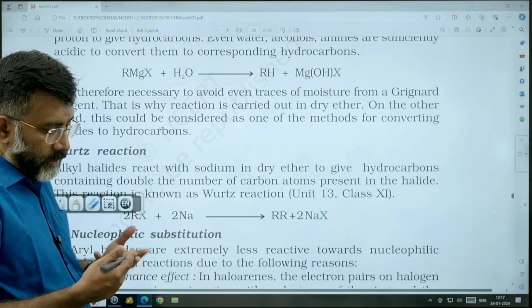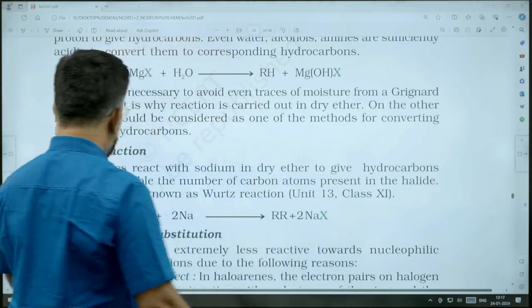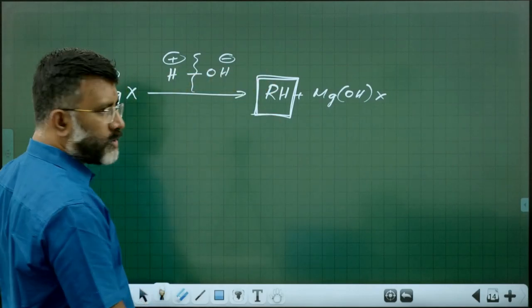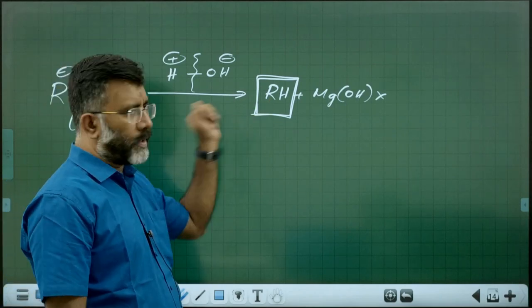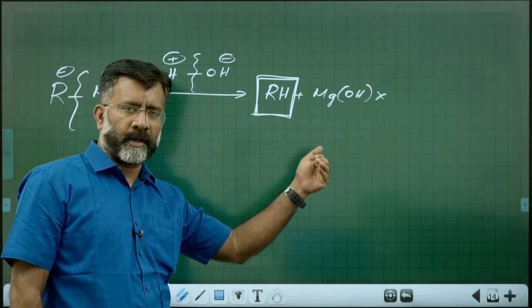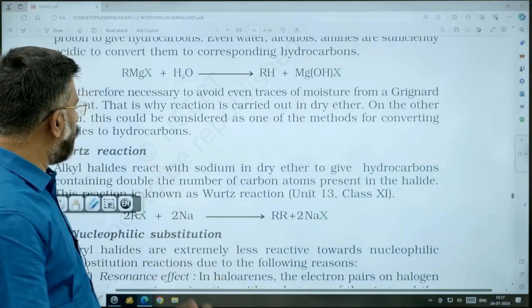In fact, if you want to produce a hydrocarbon, that's the best way also. If you want to get RH, this is the best way. If Grignard reagent is simply treated with water, you will get the alkane, the corresponding hydrocarbon. That's a way to produce it if you want to.